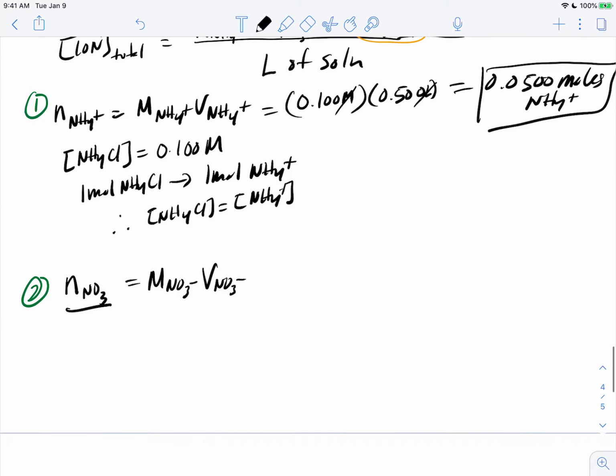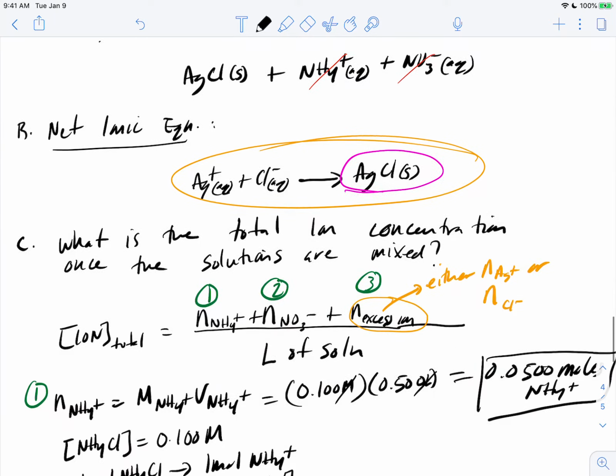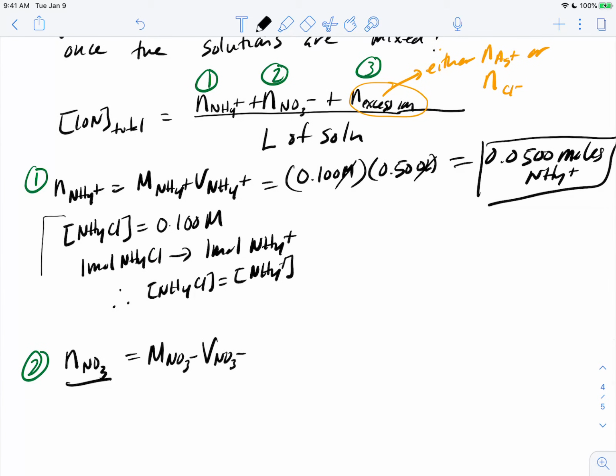Okay, and very similar, if we look up here, moles of nitrate, now we have a 1-to-1 relationship. So if I have 0.2 molar silver nitrate, I also have 0.2 molar nitrate. So for the same reasons that we stated here, we are going to put in 0.200 molar, and that was also a half liter. And so in this case, if we do that calculation, we get 0.100 moles of nitrate.